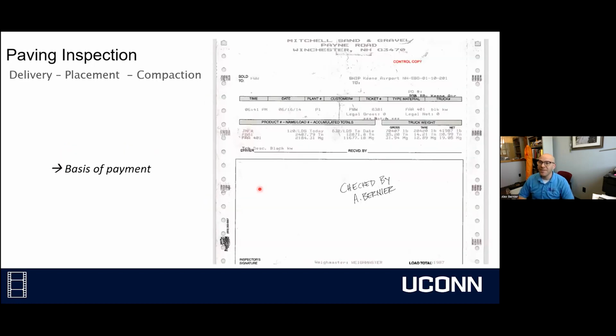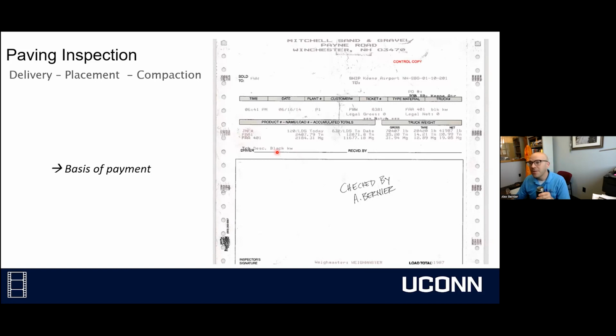So here's an example of a delivery ticket. And I'm the person who actually took this ticket. Checked by me back in, let's see, when was this? 2014. Oh my God, 10 years ago. That's insane. All right. So this was a project I was actually on.